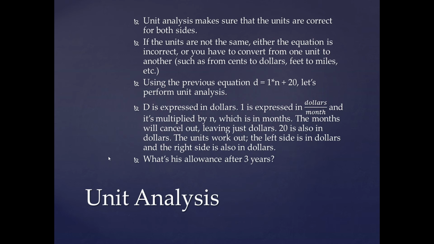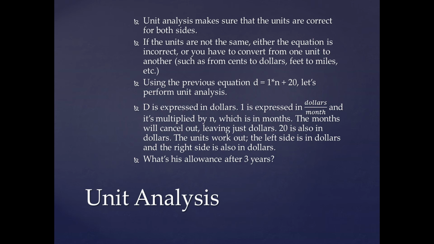Using the previous equation, D is equal to 1 times n plus 20. Let's perform unit analysis. So D is expressed in dollars. 1 is expressed in dollars per month because that's how much his allowance increases by, and it's multiplied by n, which is the number of months. So when dollars per month is multiplied by months, the months will cancel out, leaving just dollars. And the 20, or the initial allowance, is also in dollars. So the units work out. The left side is in dollars, and the right side is also in dollars.